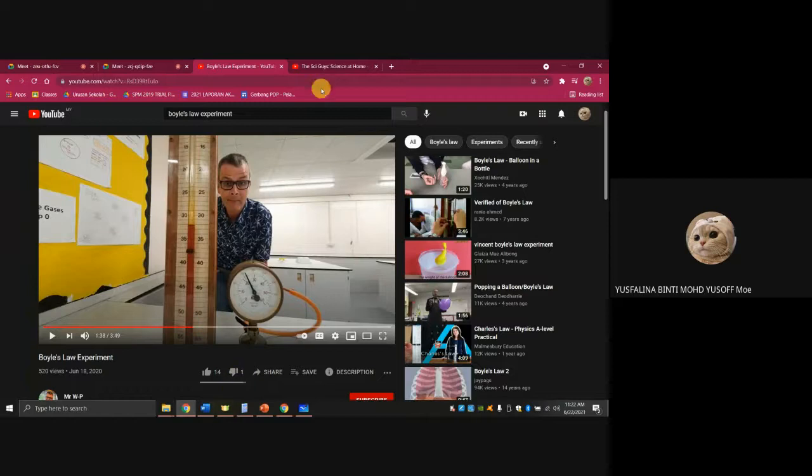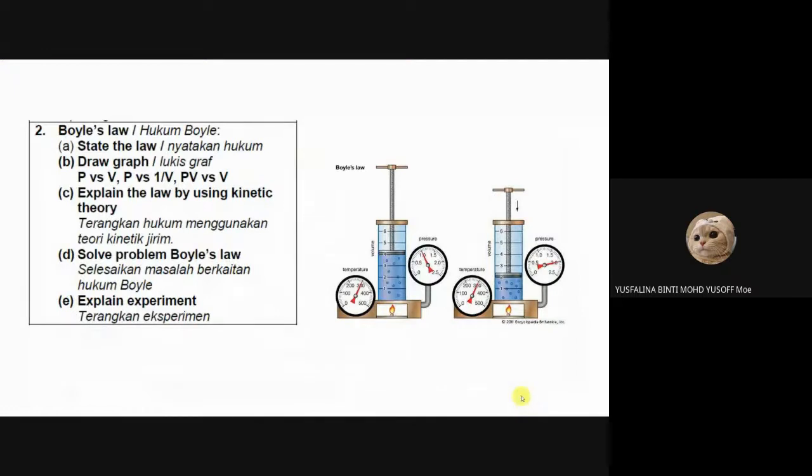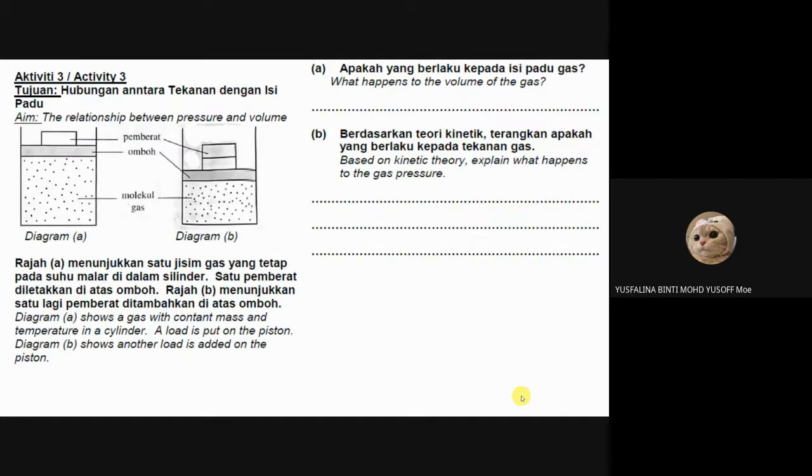Okay, so let's continue with this one. State Boyle's law, and then you have to draw, and then you have to explain the law by using the kinetic theory. Then you have to solve the problem and explain the experiment. The aim here is to investigate the relationship between pressure and volume. Diagram A shows a gas with constant mass and temperature in the cylinder. Both have the same mass and same temperature.